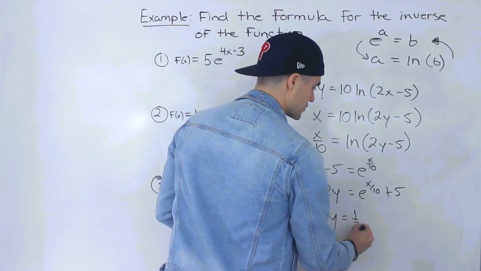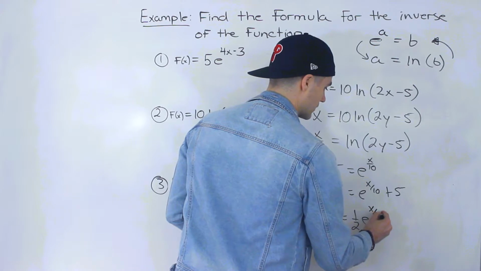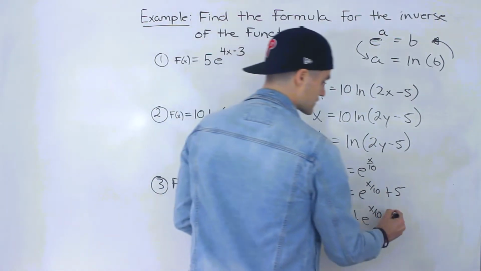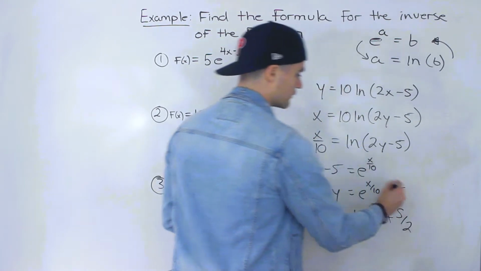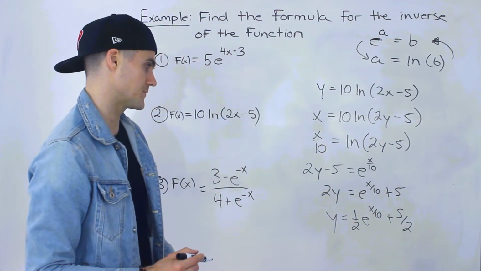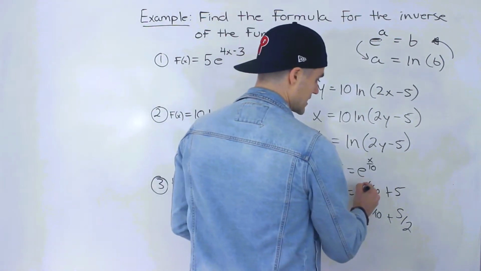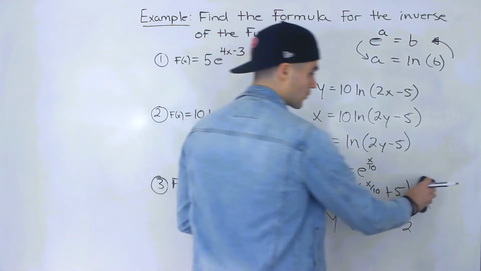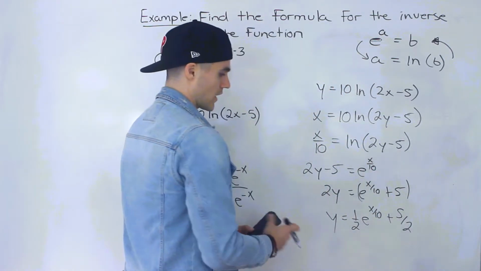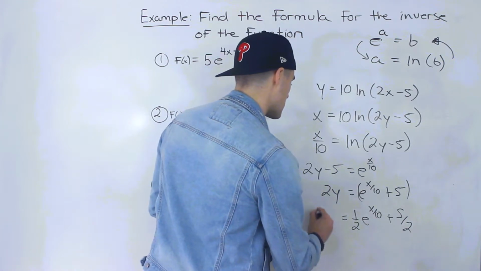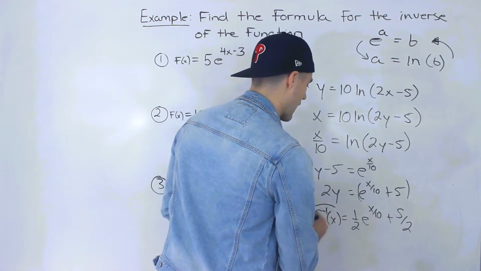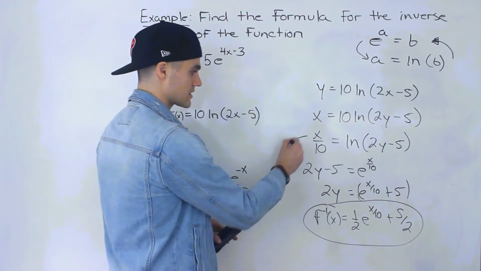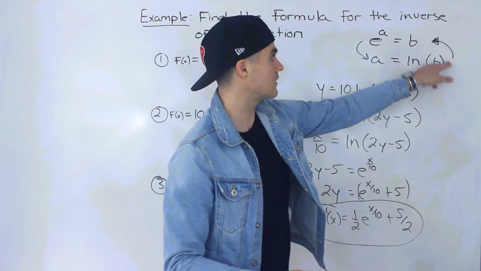So we'll have 1 over 2 e to the power of x over 10, or e to the power of x over 10 all over 2. Both are the same thing, plus 5 over 2. Got to divide the 5 by 2 as well. Another way to do it is you could take this whole expression and divide it by 2. Right? That's another way to write it. But either way, that there is the inverse for number 2. So from here to here, notice we went from here to here.